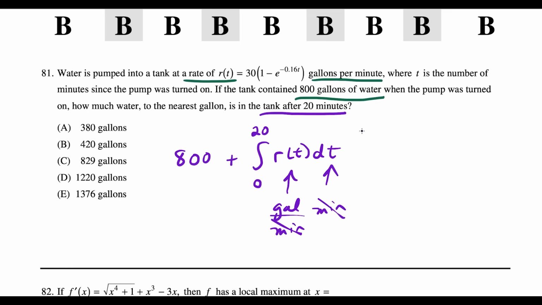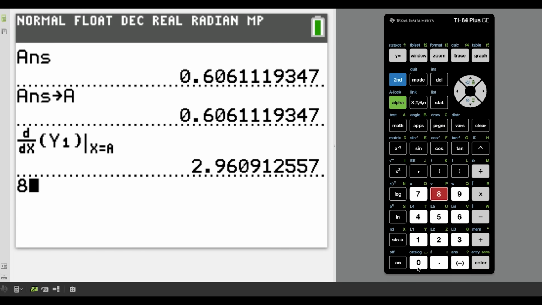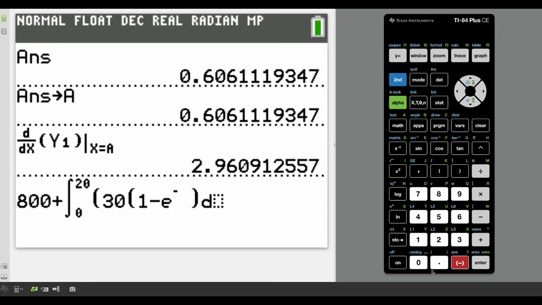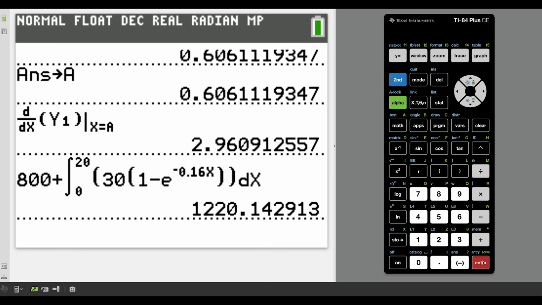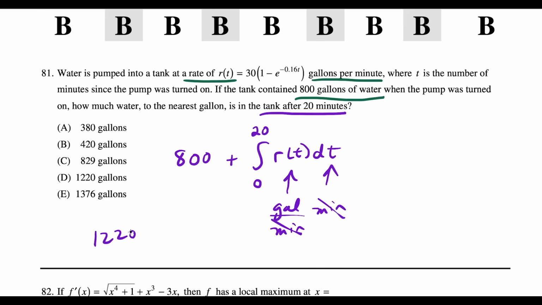So this is going to be all calculator work. Right on the main screen, we could do 800 plus the integral. We're going to do math 9, going from 0 to 20. Our integrand was the function R of t, which was 30 times parentheses 1 minus e to the negative 0.16t, but we'll use x. All right, so there's our function. We'll close the parenthesis, exit, press dx, enter, and we have 1220.143. Remember, they said to the nearest gallon, so that rounds to 1220, so this is going to be choice D.